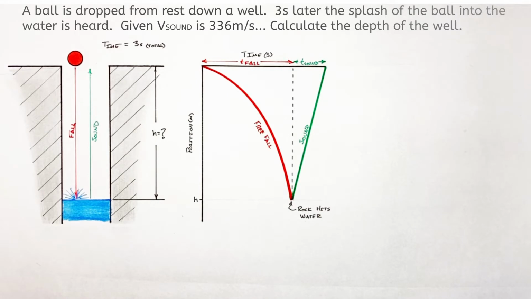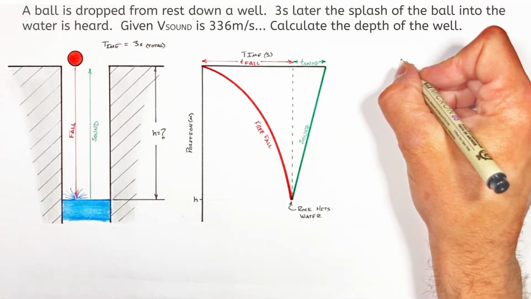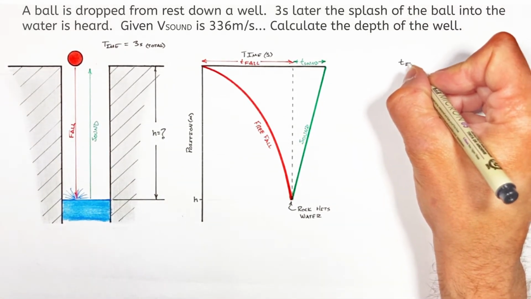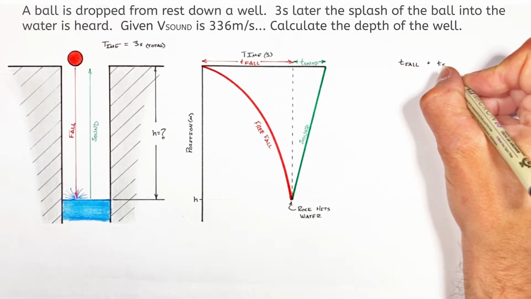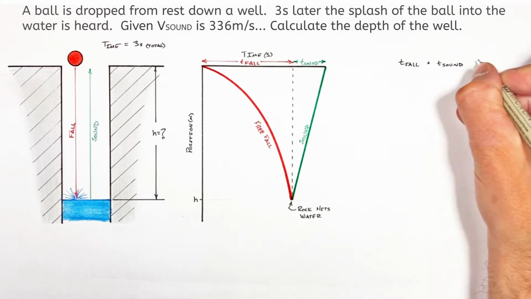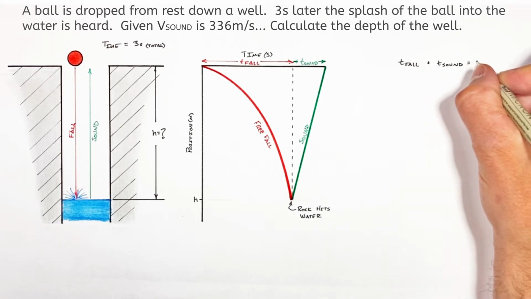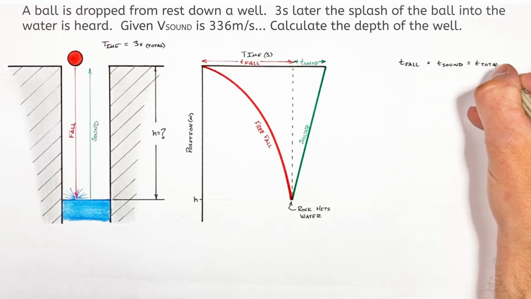Now the time it takes the ball to fall, plus the time it takes the sound to come back up, is the total time from start to end in this problem. Now we don't know either of those times. Or if you put this in math terms, we're just developing a system of equations that we'll be able to use to solve for h.